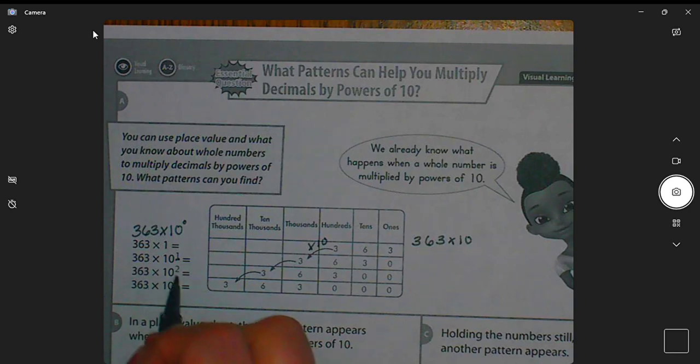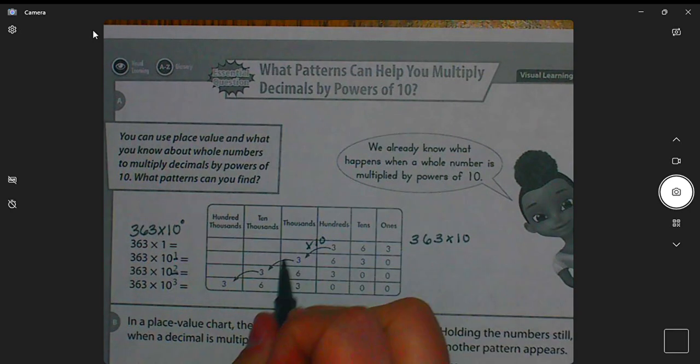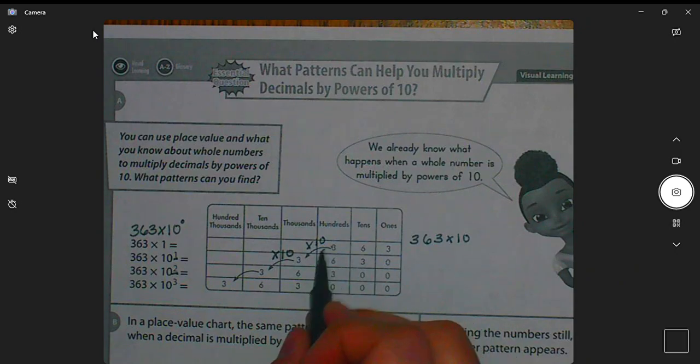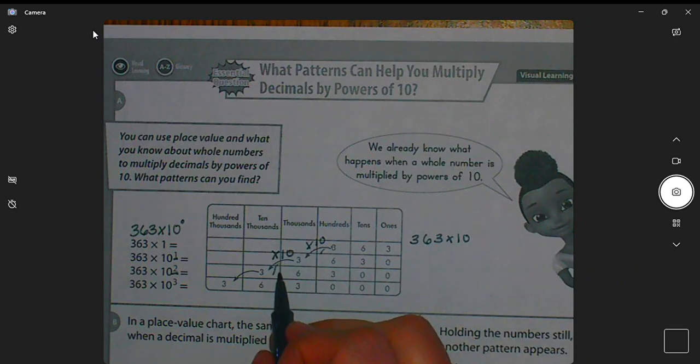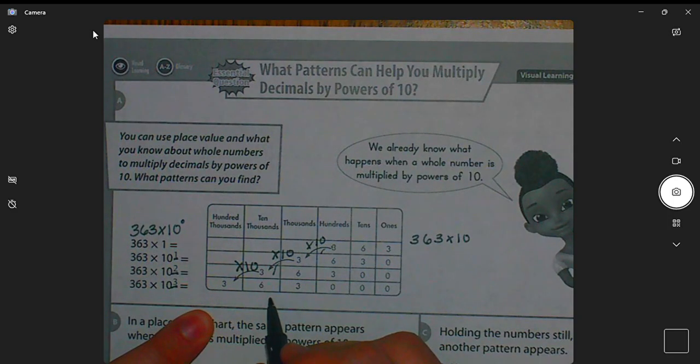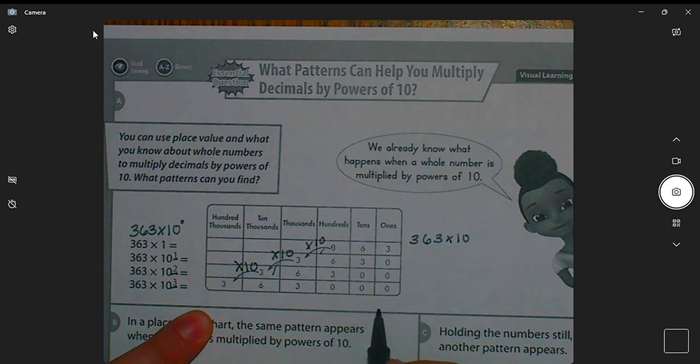Now, 363 times 10 to the second is another times 10 jump. From 1 to 2, I'm adding a 10. So 36,300. Now, 363 times 10 to the third. It's another jump of times 10. So that gives me 363,000, and that's it. There's no numbers back here in the ones period.